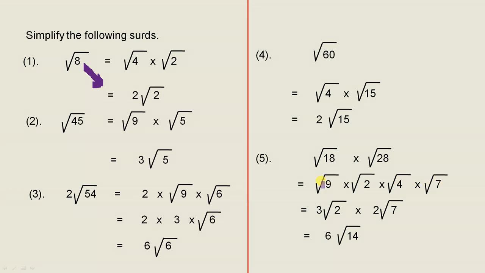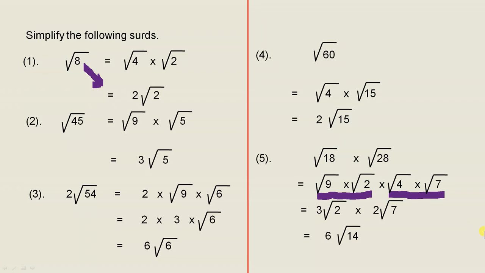Now, the square root of 9 is 3, so that part there gives us 3 the square root of 2. The square root of 4 is 2, so that part there gives us 2 the square root of 7. When we multiply those together, we have 3 2s are 6. The square root of 2 times the square root of 7 is the square root of 14. So the answer is 6, the square root of 14.